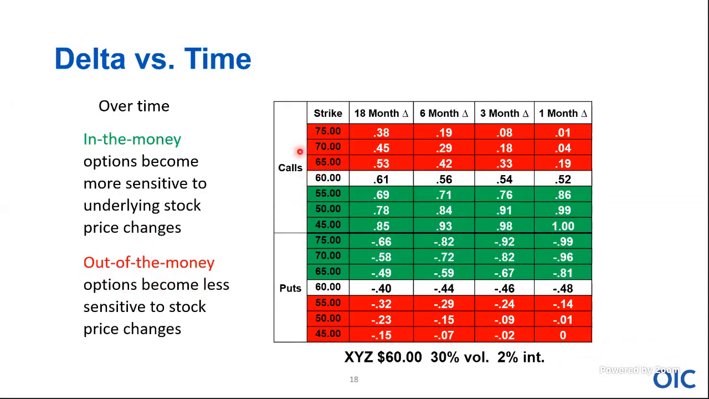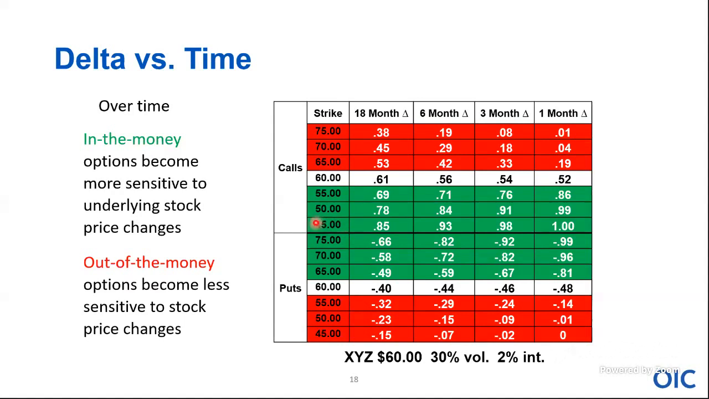Just looking at the example, sticking on the top half here, just looking at calls. Now, stock price is at 60 with 18 months to go. At the 60 line, the delta approaches 50. It's at the money and it's going to approach 50 as we go from 18 months down to 1 month. Now let's look here at the bottom.